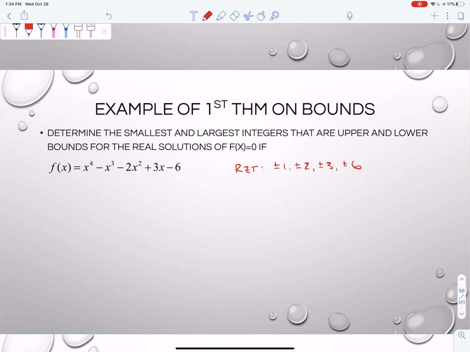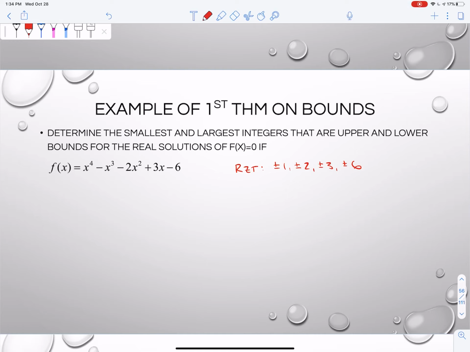All right, so 2 things I want to show you. First and foremost, I get 0 as a remainder, which tells me that x equals 2 is a 0 of my function. And what that also tells me is that x minus 2 is a factor of the function. So what I could do is write x minus 2 times what's left here, my quotient. So I have x cubed plus x squared plus 0x plus 3.